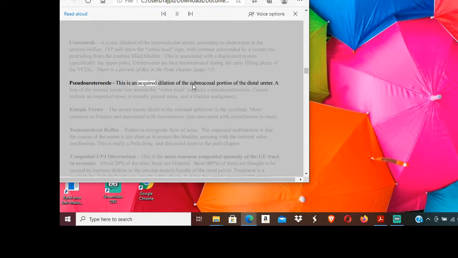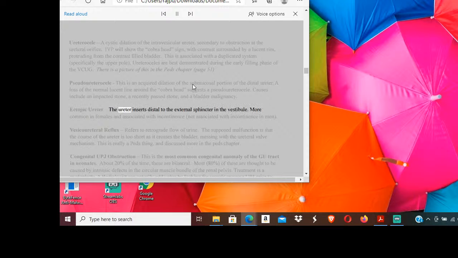Pseudoureterocele. This is an acquired dilation of the submucosal portion of the distal ureter. A loss of the normal lucent line around the cobra head suggests a pseudoureterocele. Causes include an impacted stone, a recently passed stone, and a bladder malignancy.